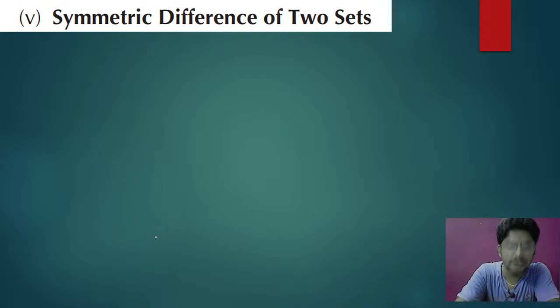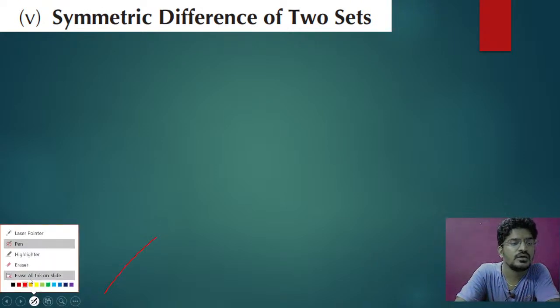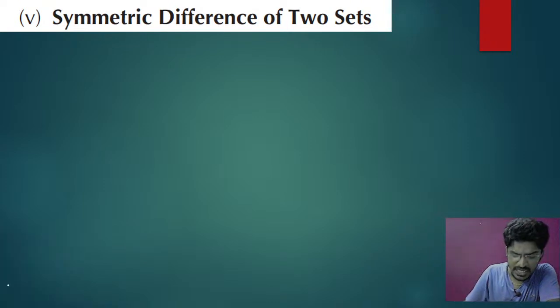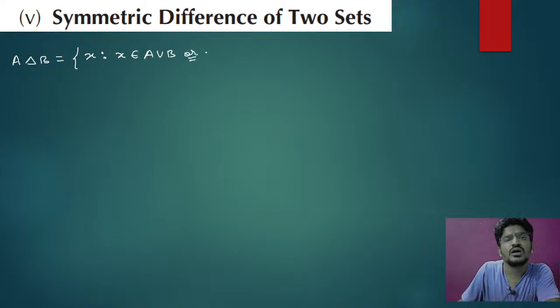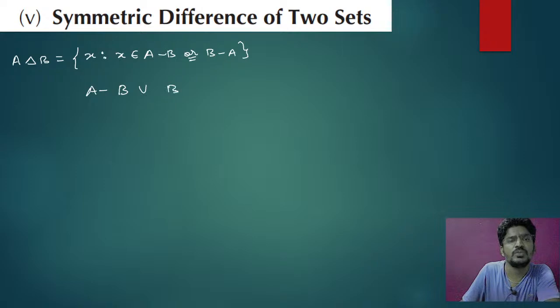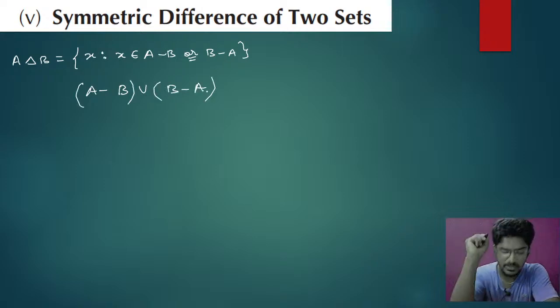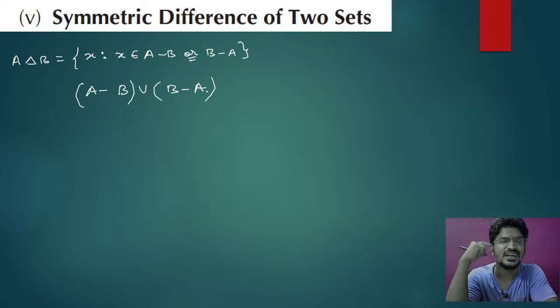Symmetric difference of two sets means that you can see here A delta B. We write it as A delta B. That will be equal to the set of X such that X belongs to A union B, or A minus B union B minus A. X belongs to A minus B or B minus A. That means A minus B union B minus A. This is called the symmetric difference.